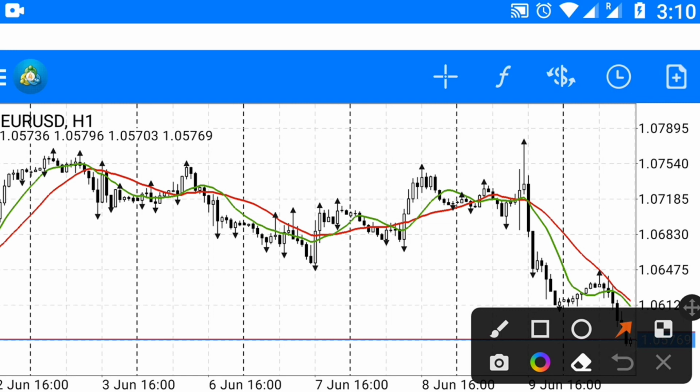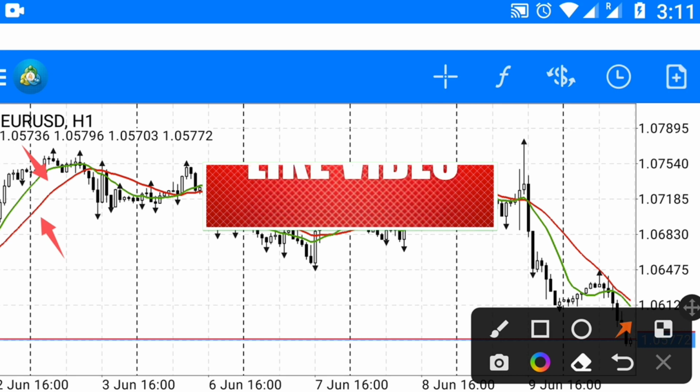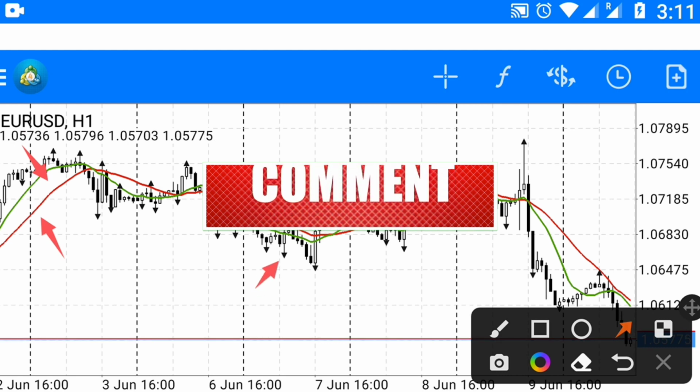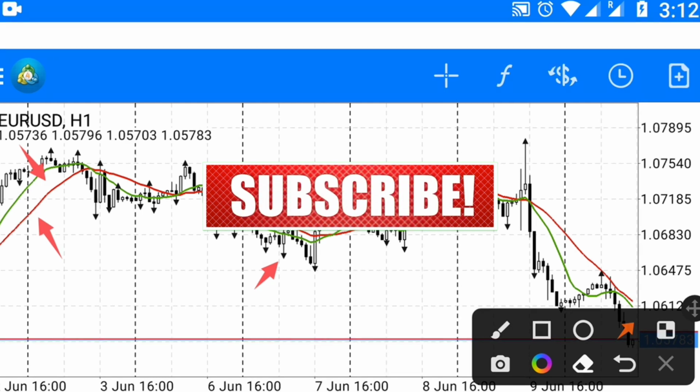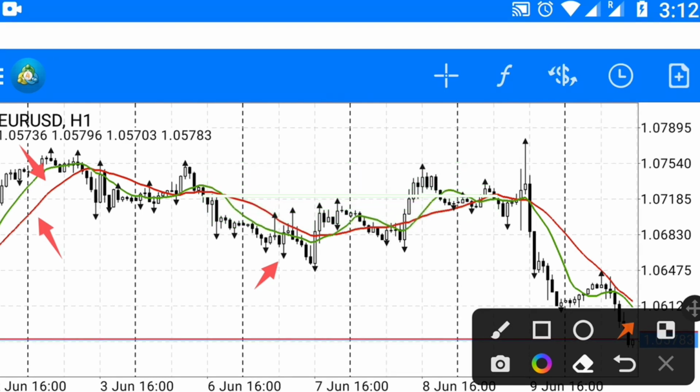Lately we uploaded 3 videos about SMA, EMA, and fractals. We gave all the details on what is the proper usage of each indicator. But there is one more thing remaining, which is the entry point confirmation.